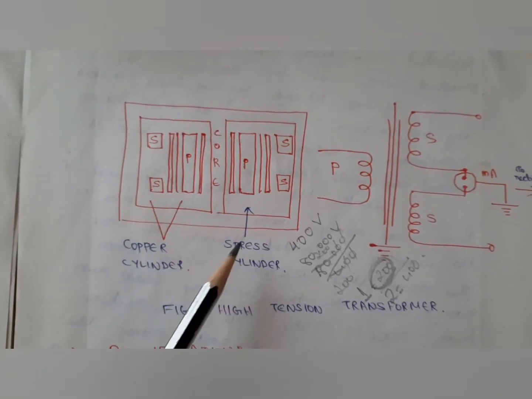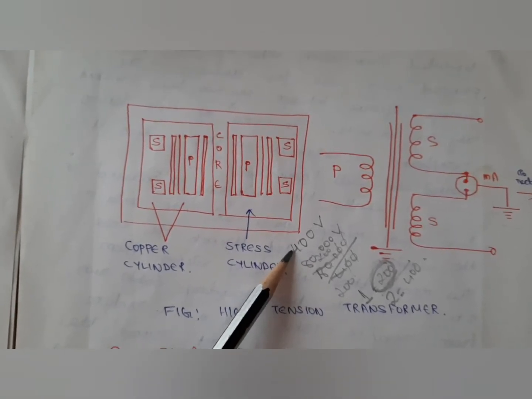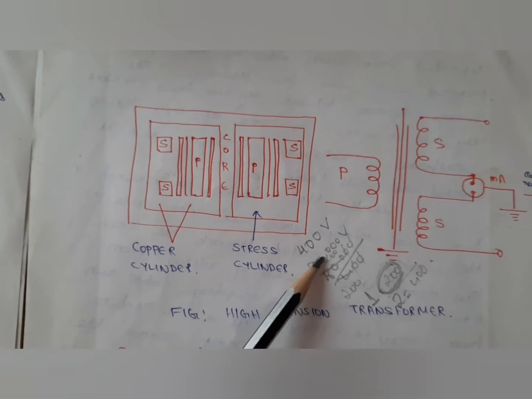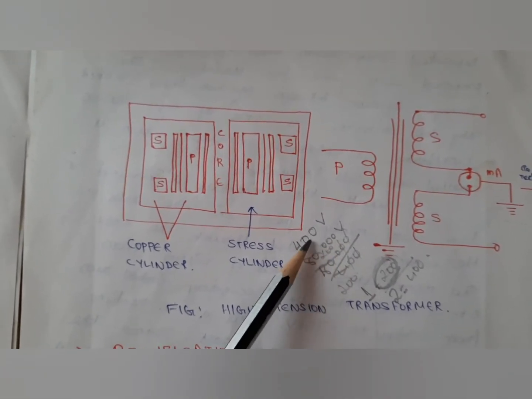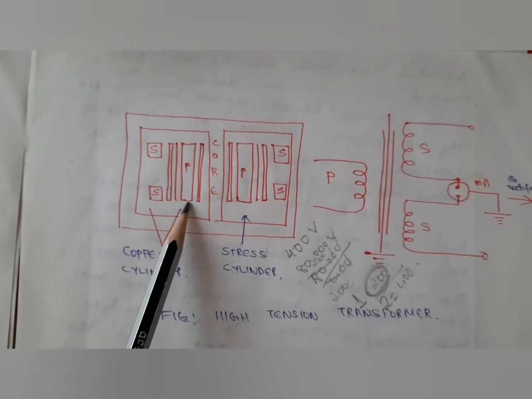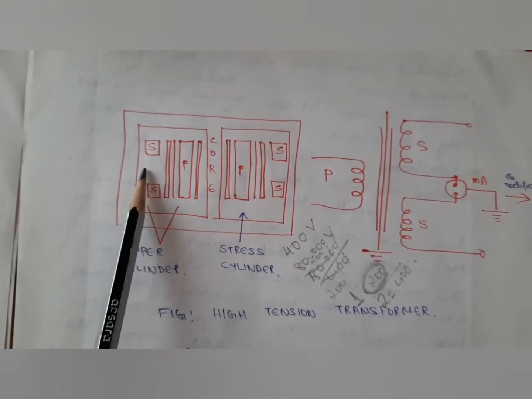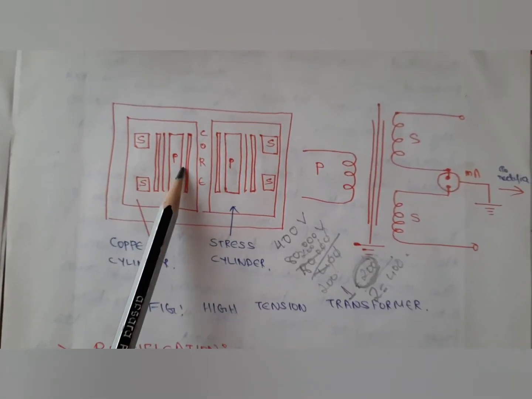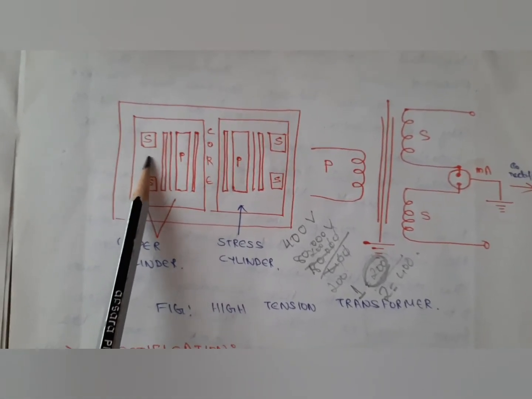The number of turns will depend upon the voltage ratio. I'll explain with the help of an example. If you want to convert 400 volts into 80,000 volts, your voltage ratio will be 80,000 divided by 400. You will get 200 as the answer. That means if you have one turn in the primary coil, you should have 200 turns in the secondary coil. If you have two turns in the primary coil, you should have 400 turns in the secondary coil.